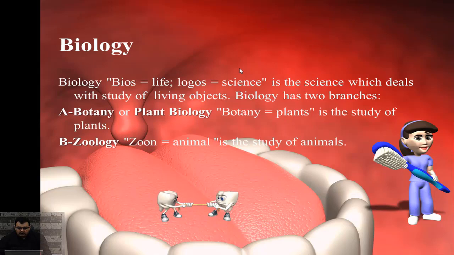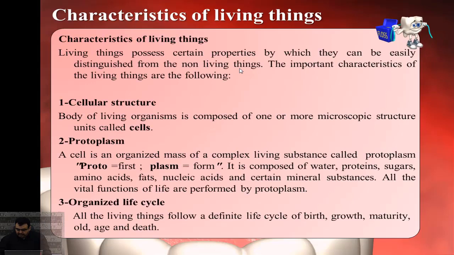Biology: bios means life, logos means science. It is the science which deals with the study of living objects. Biology has two branches. A, botany or plant biology: botany is the study of plants. Zoology, zoo meaning animal, is the study of animals.